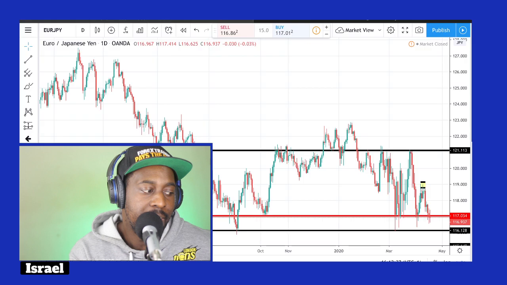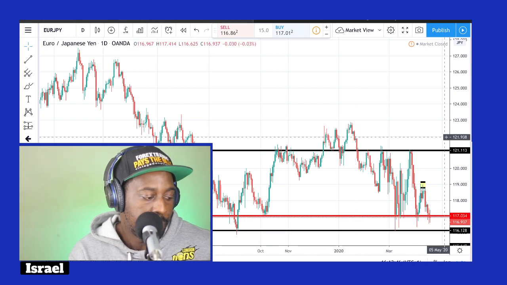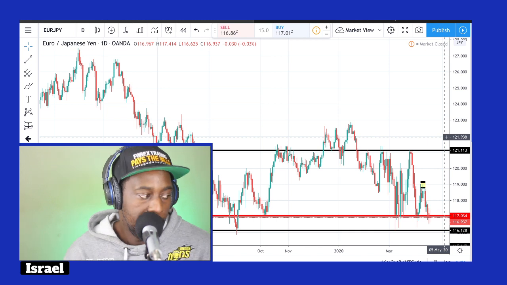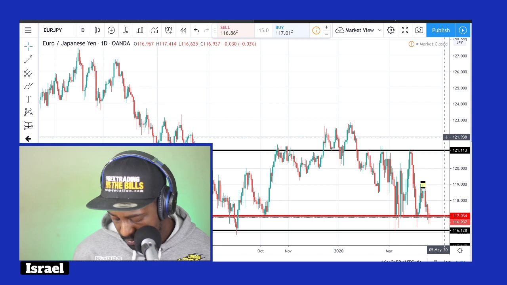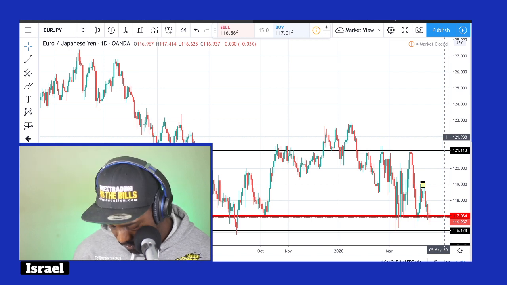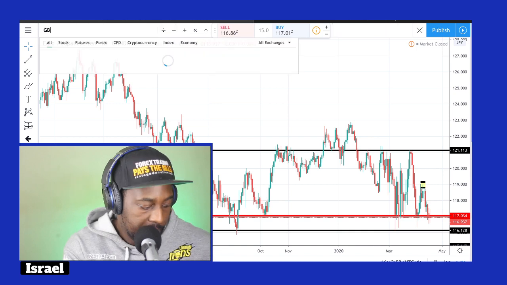Let's look here and see. All right, so let's look at the euro. Let's look at the pound against the dollar. Okay, let's look at the pound against the dollar first. And let's make a case to see what's basically going to happen, right?